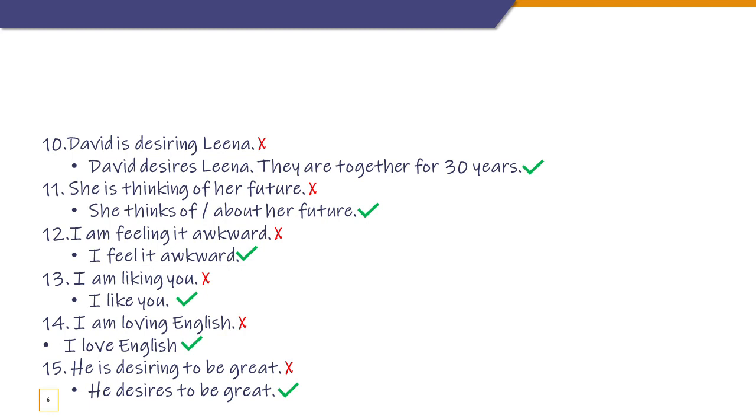And the same thing applies to thoughts as well. So she is thinking of her future. Is that correct? No.